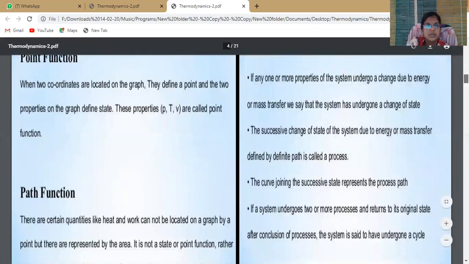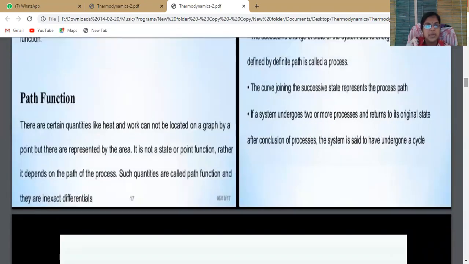Then next, path function. Path function is nothing but certain quantities like heat and work that cannot be located on the graph by a point, but are represented by the area. It is not a state or point function; rather it depends on the path of the process. Such quantities are called path functions, and they are inexact differentials.